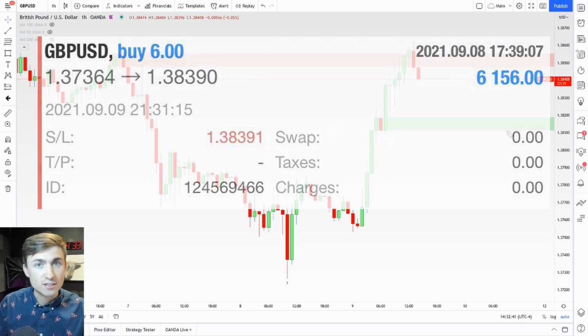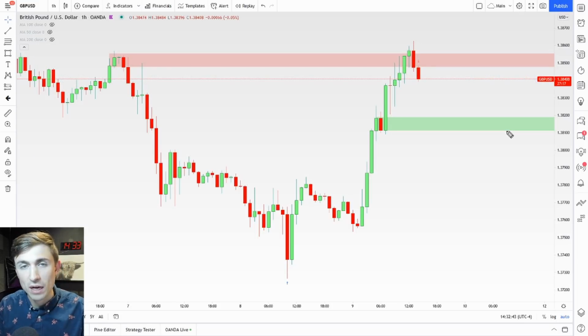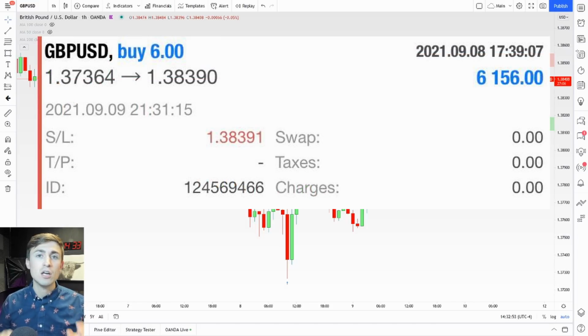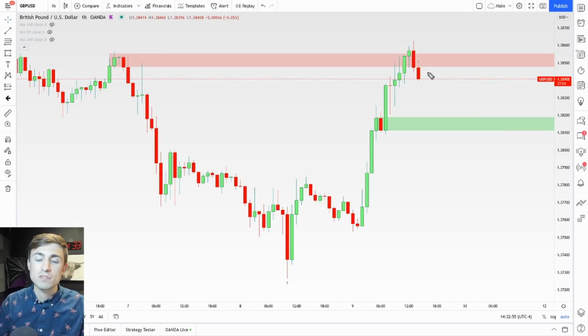$6,156 on a single Forex trade. I'm not saying that to brag. I'm honestly just shocked that I've even experienced this trade, probably just as shocked as some of you guys out there in the audience. So again, over $6,000 locked in on this single Forex trading position.